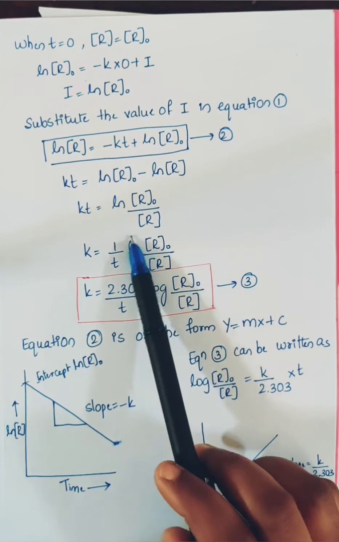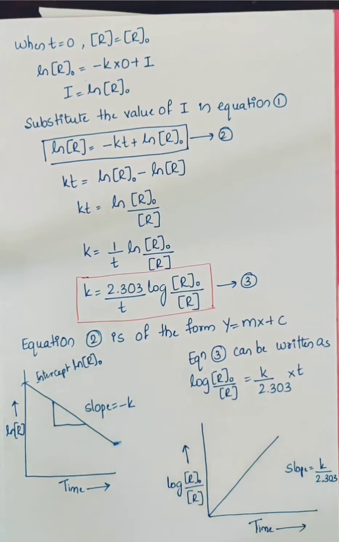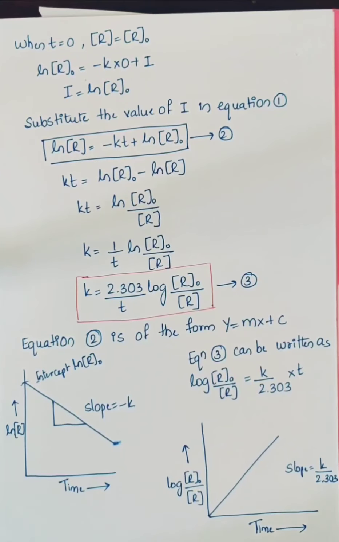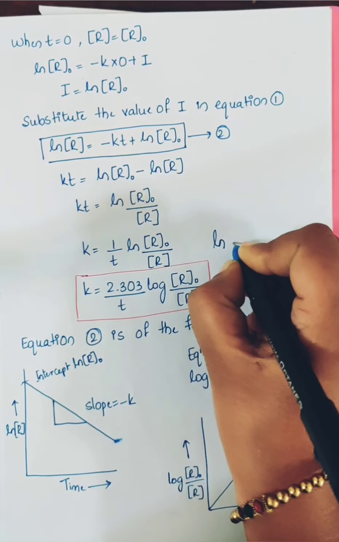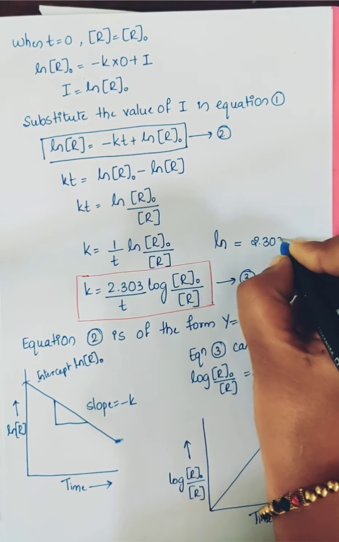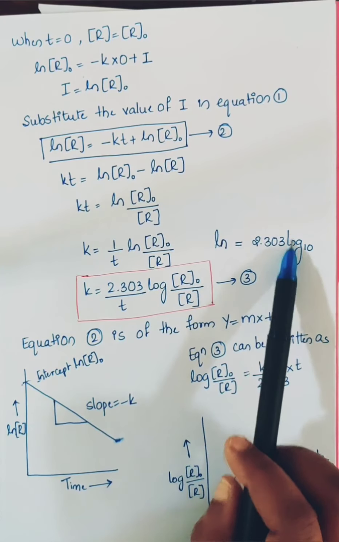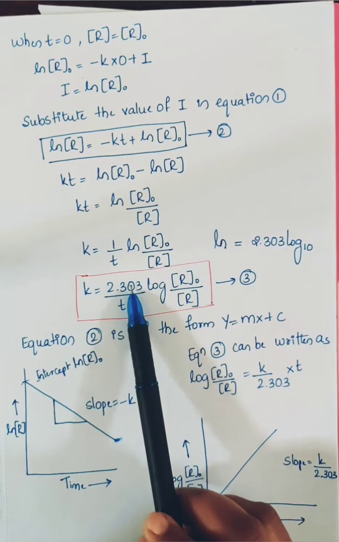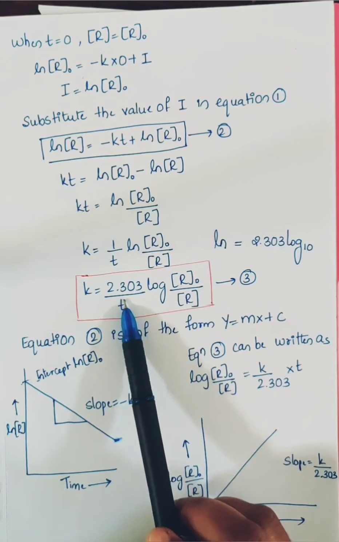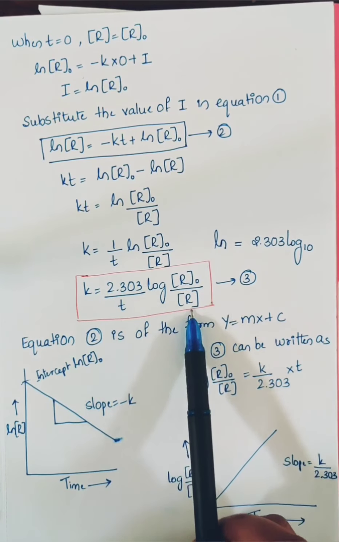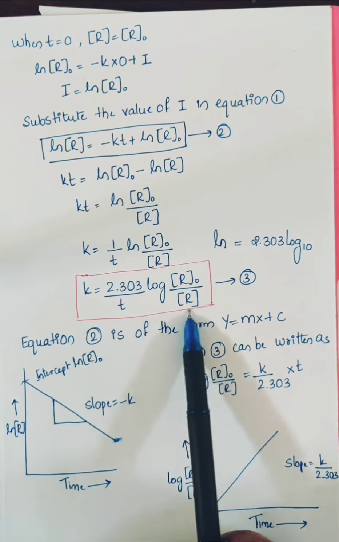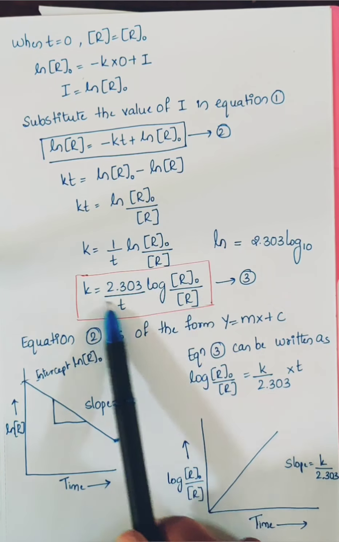Okay. So if you want to convert ln to log, ln is log to the base e. You are supposed to multiply it by 2.303. So ln is equal to 2.303 log to the base 10. Wherever ln is there, I'll just multiply it by 2.303. So what I get? K is equal to 2.303 upon t log R naught upon R. Okay. So this is the integrated rate equation for first order reaction.